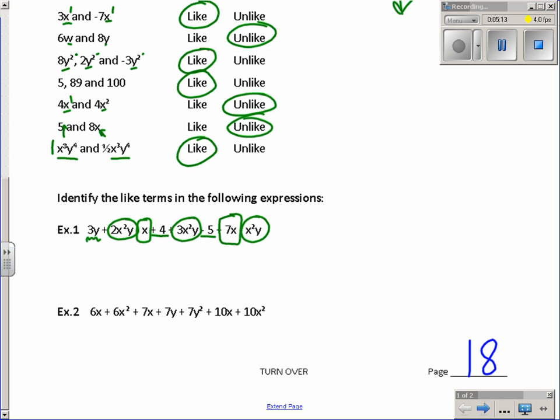All right, so go ahead and do example 2. Any of the like terms you can underline or box or circle, but just somehow designate and show clearly all the terms that are like for that one, and we'll check in with you tomorrow and see how you did with it.